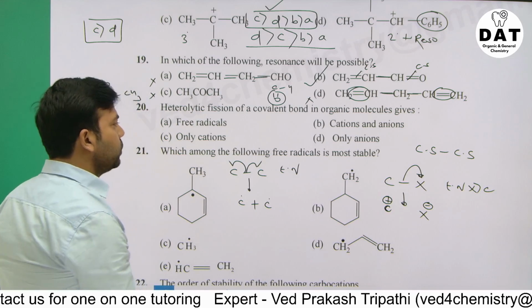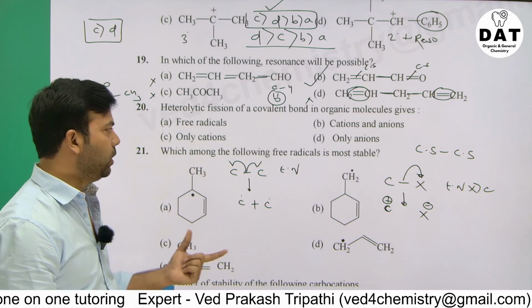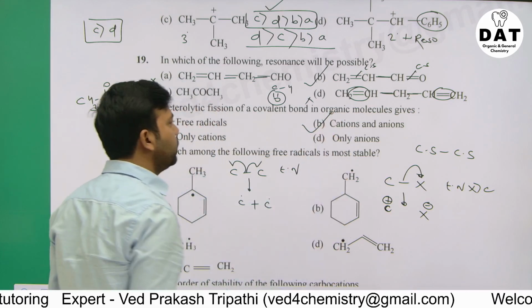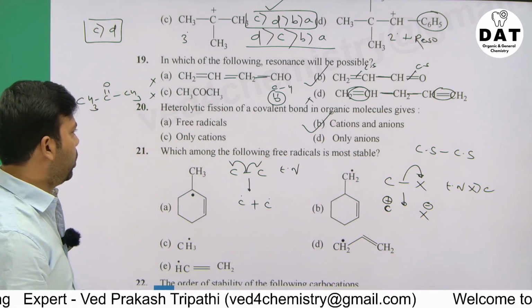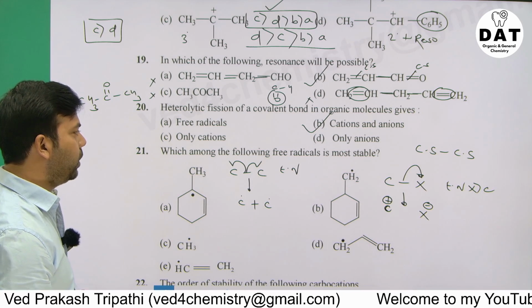Clear? So homolytic. This is called homolytic because there is no difference in electronegativity. And heterolytic produces cation and anion, and homolytic produces only radical. Now 21, which of the following radical is the most stable? Again you can do the same thing, resonance.